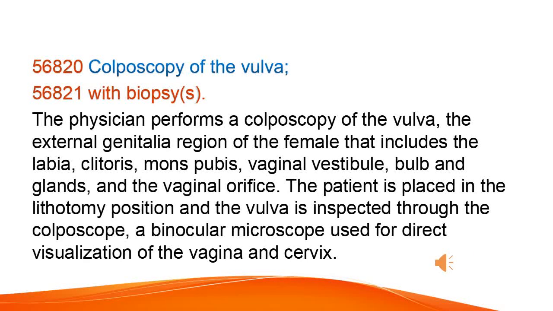Colposcopy of the vulva. With biopsy(s). The physician performs a colposcopy of the vulva, the external genitalia region of the female that includes the labia, clitoris, mons pubis, vaginal vestibule, bulb, and glands, and the vaginal orifice. The patient is placed in the lithotomy position and the vulva is inspected through the colposcope, a binocular microscope used for direct visualization of the vagina and cervix.